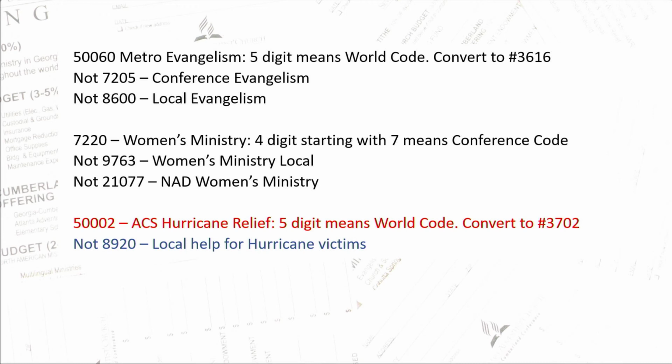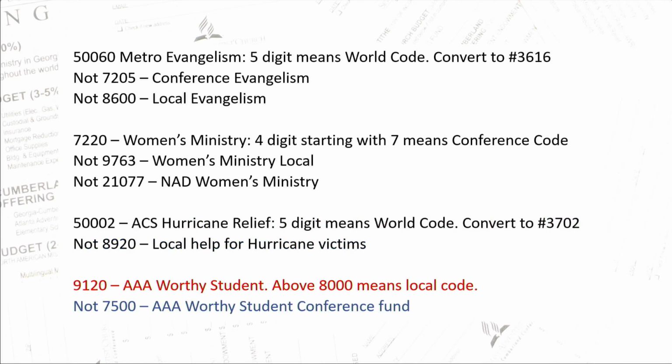Let's take 50002, ACS hurricane relief. 5-digit, we know it's a world code. So we use our chart and we convert it to 3702. We wouldn't post that to our local Help for Hurricanes account, even if we thought we would rather have it there. Let's look at 9120, AAA worthy student. So it's above 8,000, it means it's a local code. So your church must have a local AAA worthy student fund. Well, a conference also has one. It's 7,500, AAA worthy student conference fund. But you would post it correctly to the local fund, not to the conference fund.